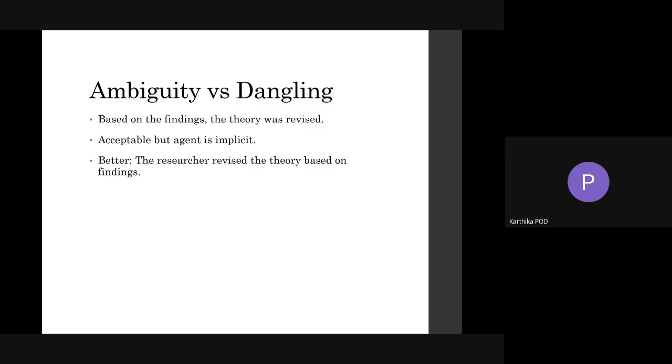So it is better to not leave space for ambiguity and write "the researcher" or "the scientist revised the theory based on the findings," right? So you leave no space for ambiguity.